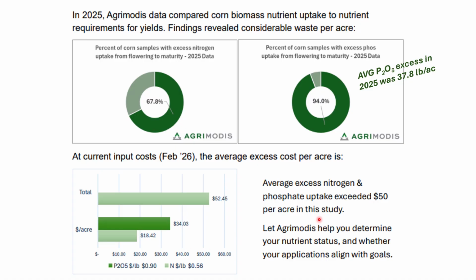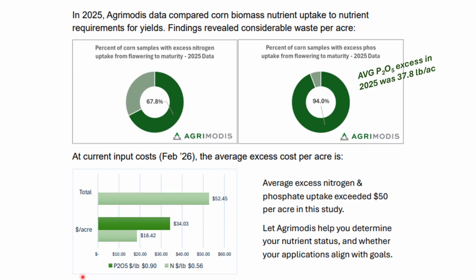In the data from last year, the number of samples between tassel and maturity that had excessive levels of nitrogen was about two-thirds. For phosphate, it's over 90%. And the average excess of all of those was 37.8 pounds per acre. So it really falls in line with that previous slide we saw, that there's a lot of excess phosphate going into that crop. What does that account for right now at 90 cents a pound? You're talking about $34 an acre roughly.